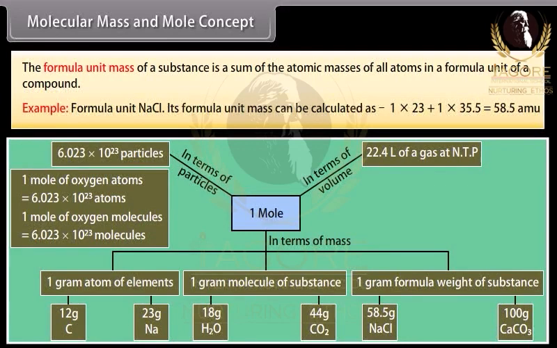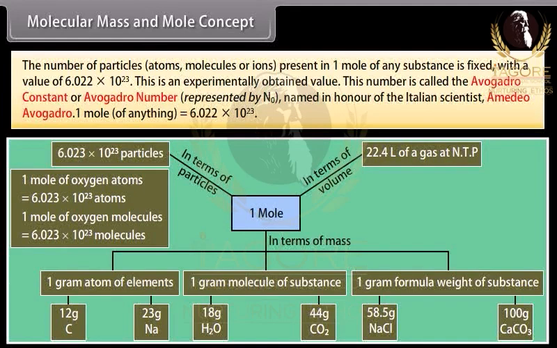Example, formula unit NaCl, its formula unit mass can be calculated as 1 times 23 plus 1 times 35.5, which equals 58.5 units. The number of particles, atoms, molecules, or ions present in 1 mole of any substance is fixed with a value of 6.022 times 10 raised to the power 23. This is an experimentally obtained value. This number is called the Avogadro constant or Avogadro number, represented by N0, named in honor of the Italian scientist Amedeo Avogadro. 1 mole of anything is equal to 6.022 times 10 raised to the power 23.